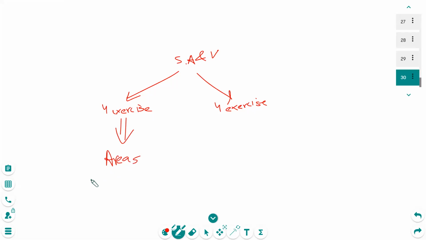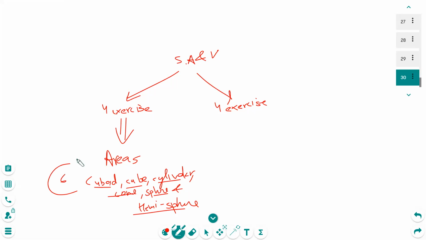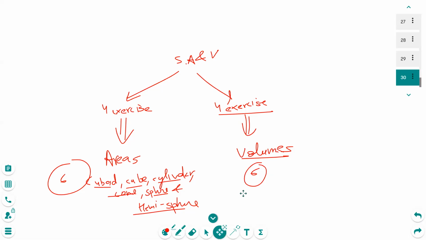For the figures: cuboid, up to your level. We have a first term at 10th as well. Cube, cylinder, and cone. And one more, sphere and hemisphere. So in total, how many figures are there? 1, 2, 3, 4, 5, 6. 6 figures are there. In the similar fashion, the next four exercises will be concentrating on the volumes now, for the 6 figures only. So that's how the chapter is divided.